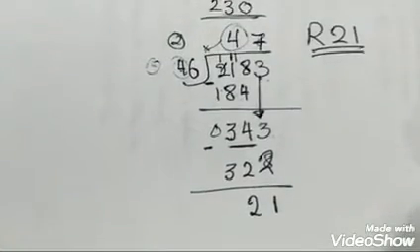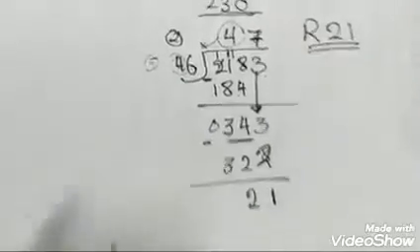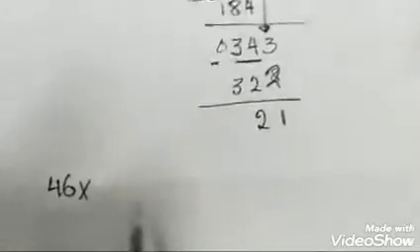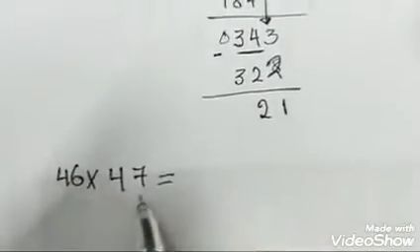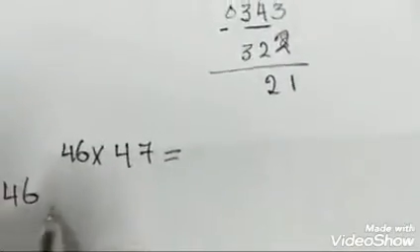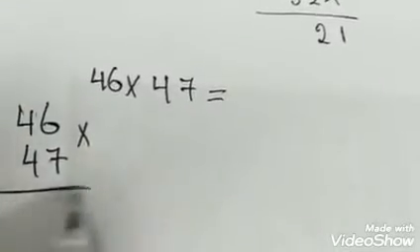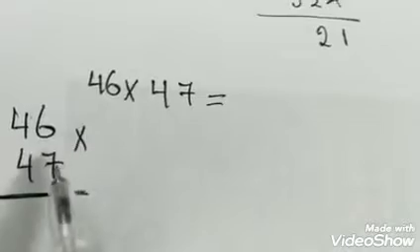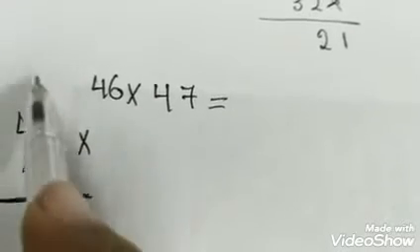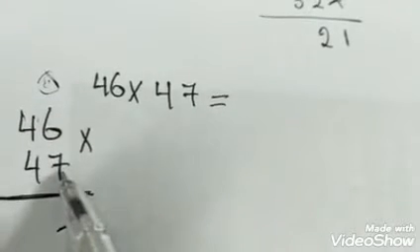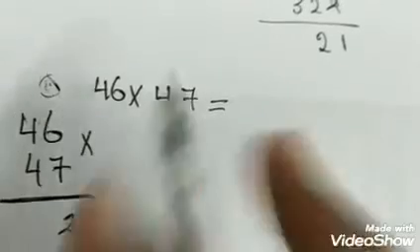So I have now to check. Check what? Check 46 times 47. What will it equal? 46 times 47, like we did before. First, I will have the product of the ones. 6 times 7 equal 42. 2 and have 4 up. 4 times 7 equal 28. 28 plus 4, it's 32.